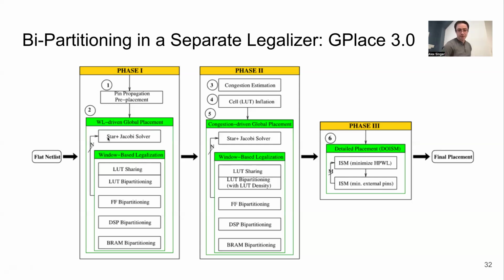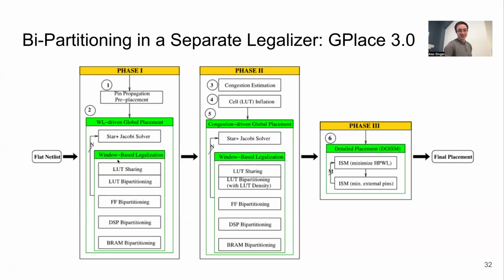Now, they're not using bound-to-bound like what HeAP and SimPL used. We're now using something called a star plus model. I'll talk about that in a moment. They claim it's a more accurate representation of how post-routed wire length will be for an FPGA, whereas HPWL will usually underestimate how much wiring you're going to use. They claim this will compensate for the underestimation.